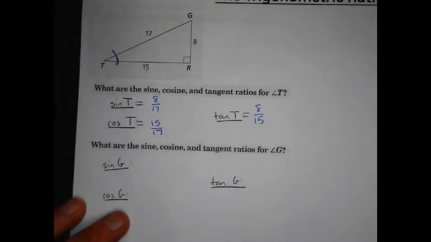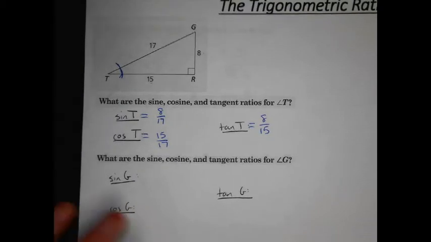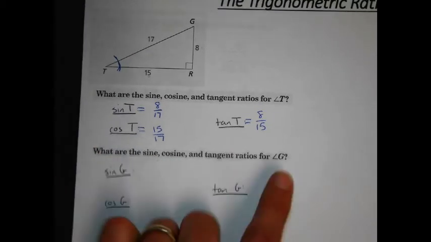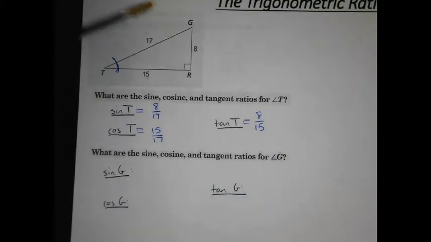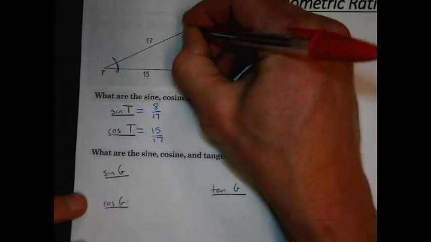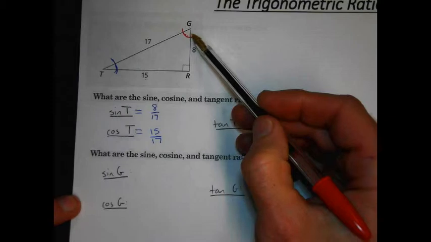So here's another example now. Same diagram. We're going to change our perspective. What are the sine, cosine, and tangent ratios for angle G? Now watch, something cool is going to happen. I hope you notice anyway. So let's take a look at angle G now. Here's our angle G. It's way up there. What is the sine of that angle?